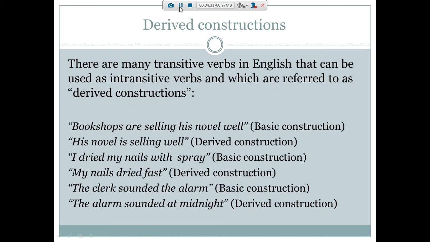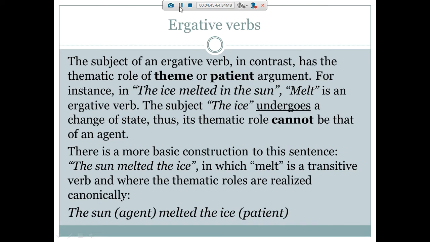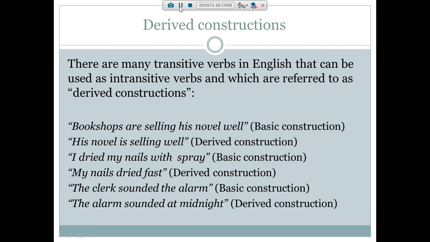Derived constructions. There are many transitive verbs in English that can be used as intransitive verbs and which are referred to as derived constructions. Just like the example we have just analyzed, the ice melted in the sun derives from the sun melted the ice. Let's have a look at more examples.